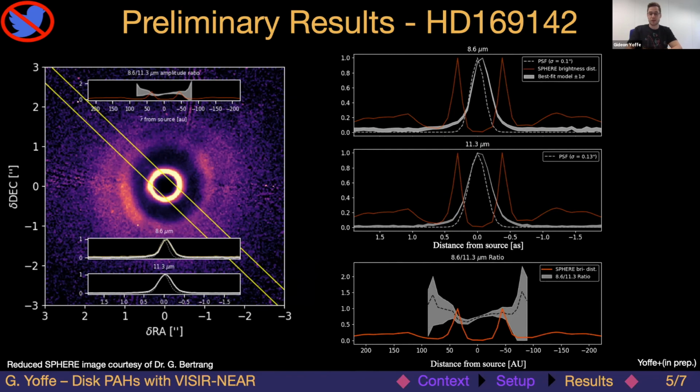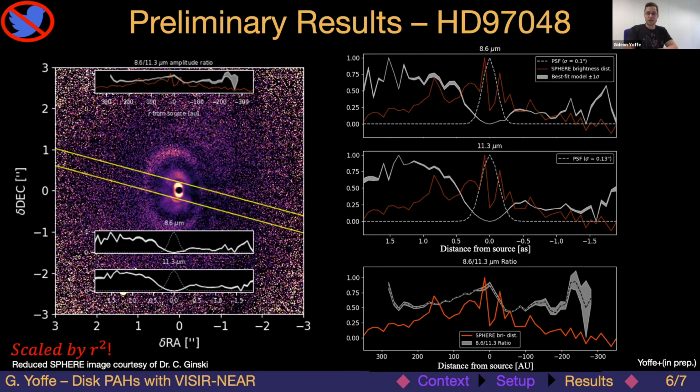Here, we plot the 8.6 over 11.3 emission amplitude ratio with its respective 1 sigma uncertainty region in white, with the best fit marked by the dashed black line roughly in the center, versus the intensity cross-section of the SPHERE image. While the best fit ratio value, marked by the dashed black line, indicates some increase in the ionized PAH presence further from the star, uncertainty rises pretty quickly and the radial trend cannot be easily determined.